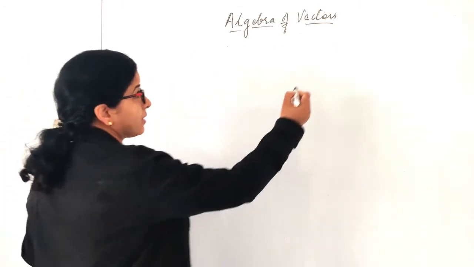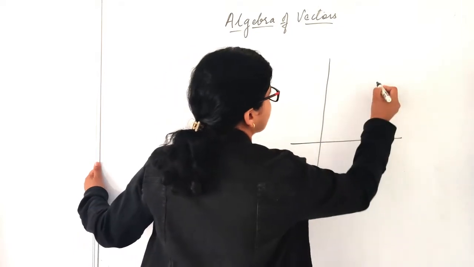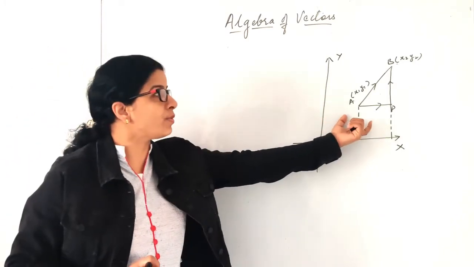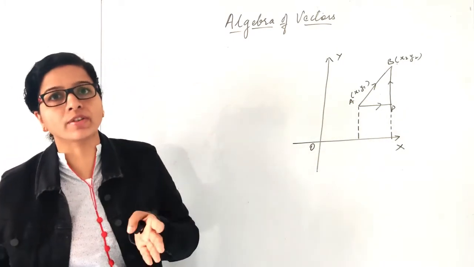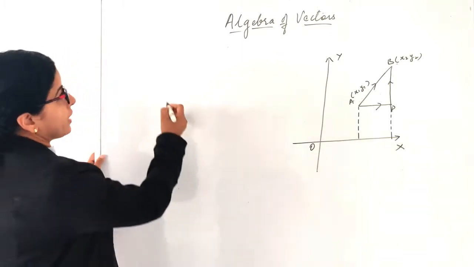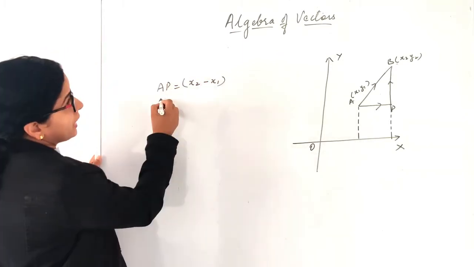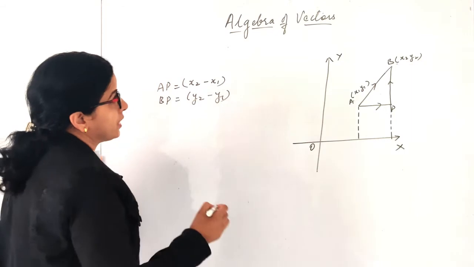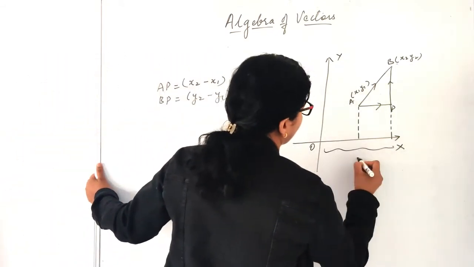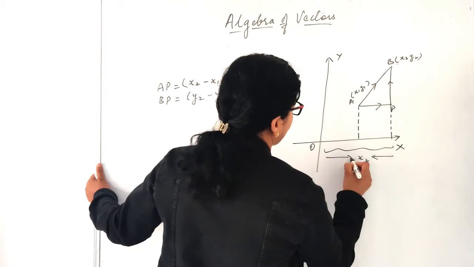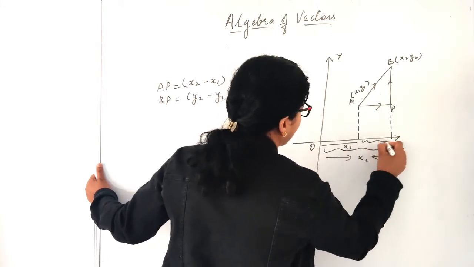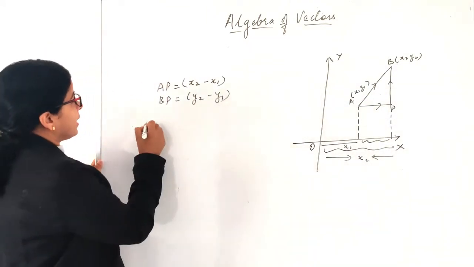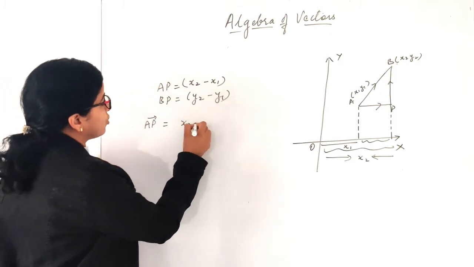Now, if the case is like this, then how can we find the components? Say, for example, I have a vector of this kind. If we are given the endpoints, how can we find the components of the vector? It will be x2 minus x1 and, for BP, y2 minus y1, correct? Look here, from here to here it is x2, and this is x1. So this part is x2 minus x1, and BP is y2 minus y1.